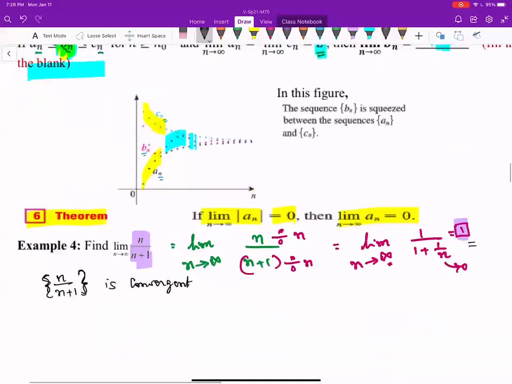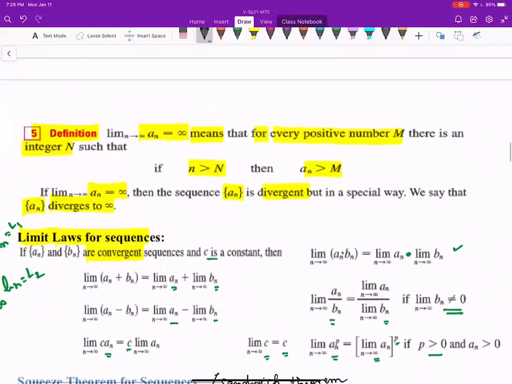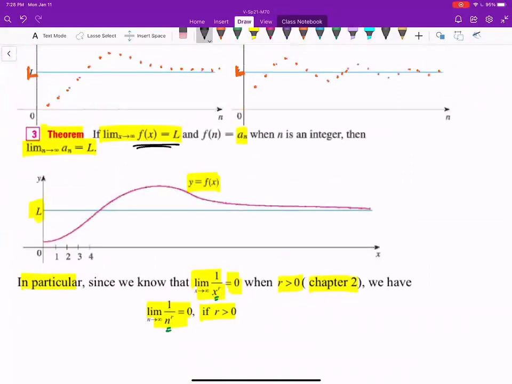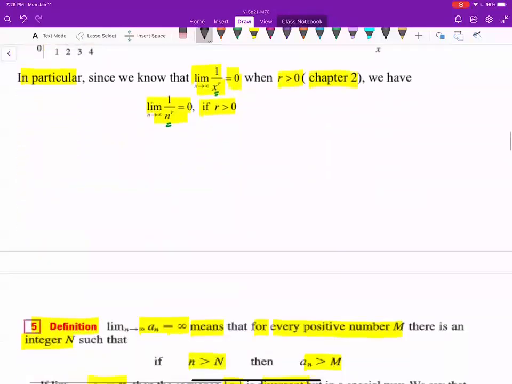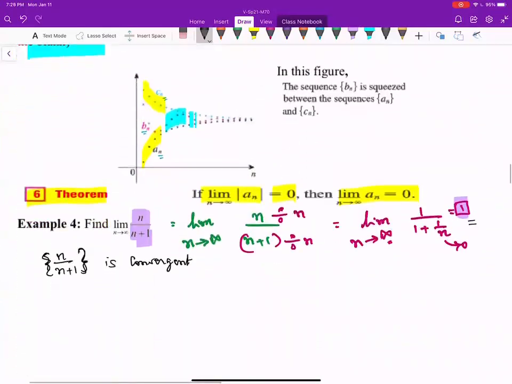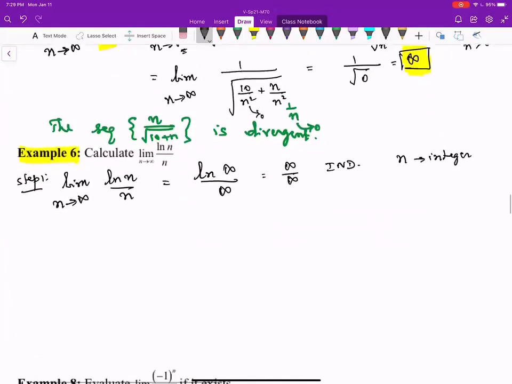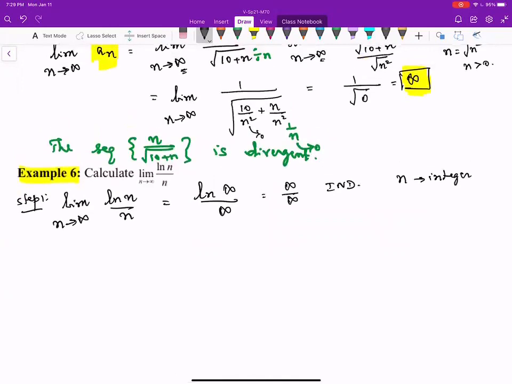So now we have to refer to the theorem that we did earlier. If the limit of a function equals L, and if by changing x to n you get the nth term of the sequence, then the limit of the sequence would also be L. So we apply this trick of relating a function. Instead of doing L'Hopital's rule on the sequence ln n over n, we are going to apply the same thing for a relating function.